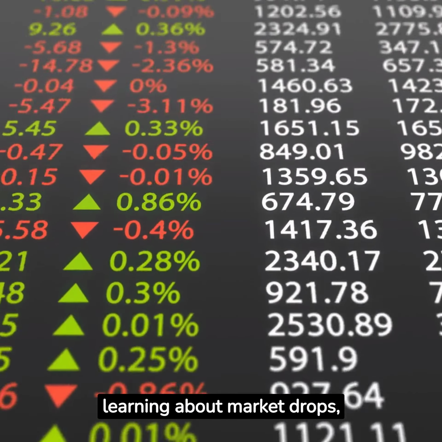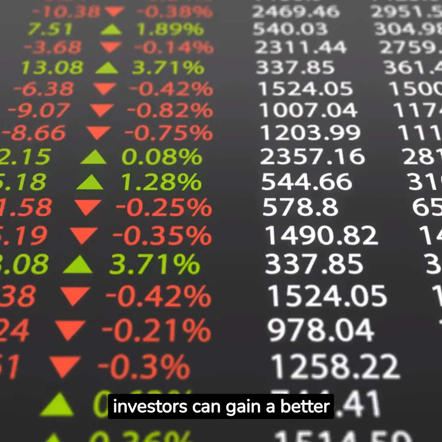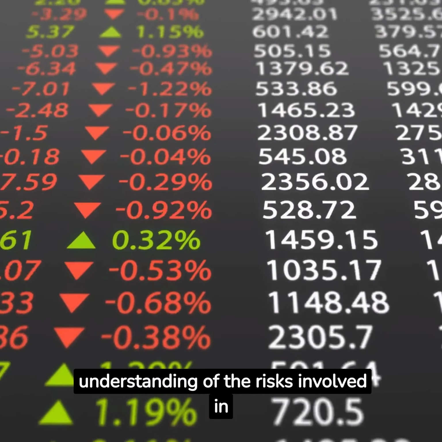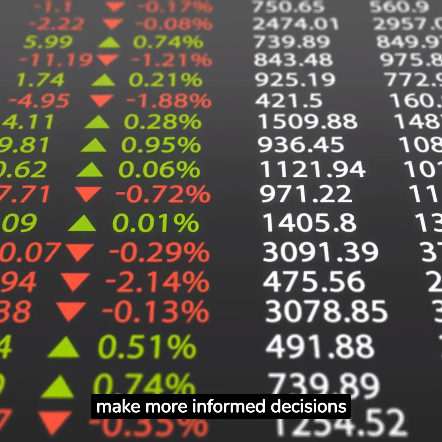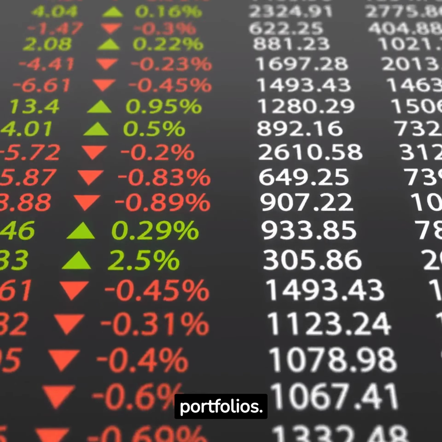Managing risk. By learning about market drops, investors can gain a better understanding of the risks involved in investing in the stock market. This knowledge can help investors make more informed decisions about how to manage risk in their portfolios.